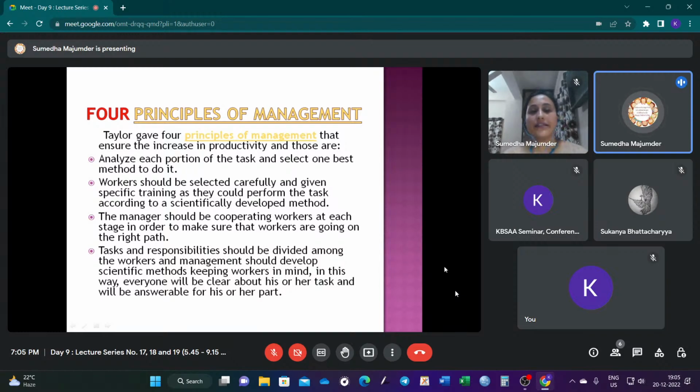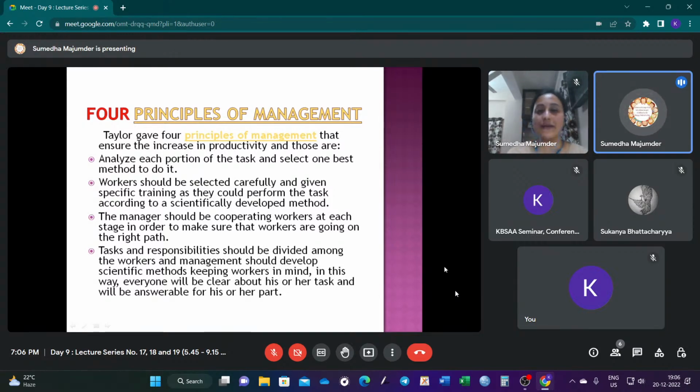First of all, the first principle mentioned is that we analyze each portion of the task and select the one best method to do it. Management, as I have already mentioned, is nothing but a particular process, a combination of art and science. Through that combination, management determines particular methods through which the workforce works for the betterment of the business.